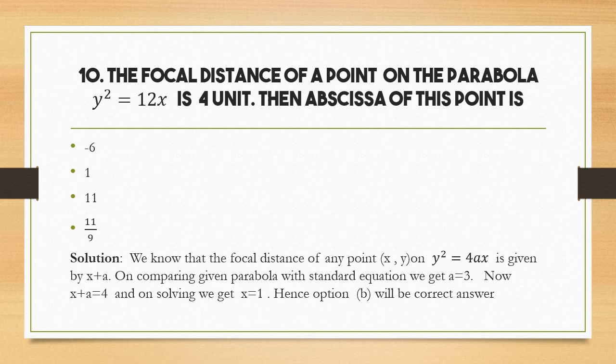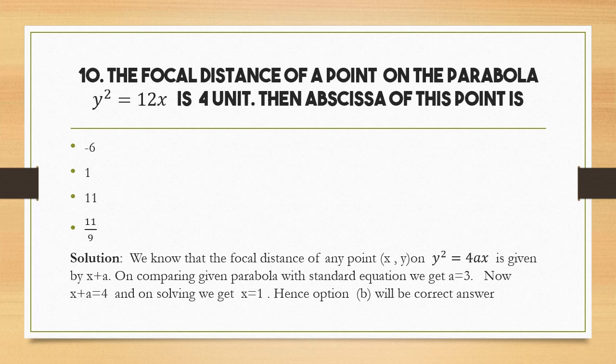And we all know that if you take a point on the parabola as (x, y), and usually the focus is denoted by (a, 0). Understood? If you find the distance between (x, y) and (a, 0), you will get that formula as x plus a, which I mentioned here. Therefore, I wrote, we know that the focal distance of any point (x, y) on y square equals 4ax is given by x plus a. The given focal distance is 4 units, so I can say x plus a equals 4.